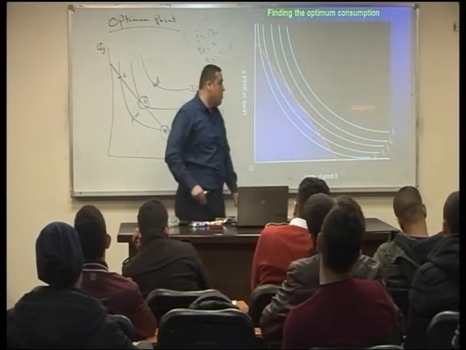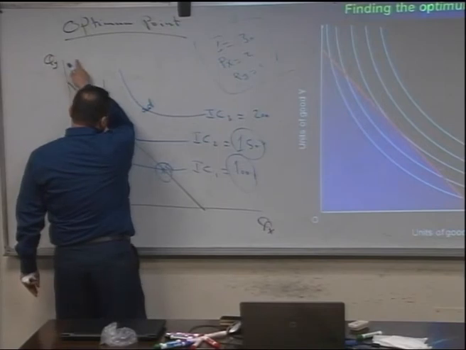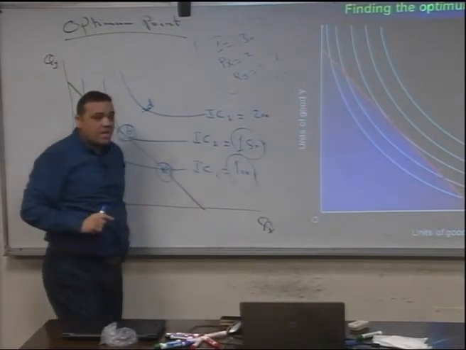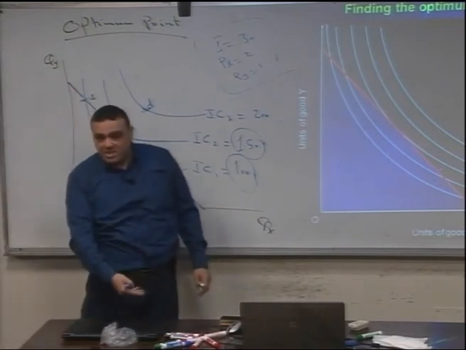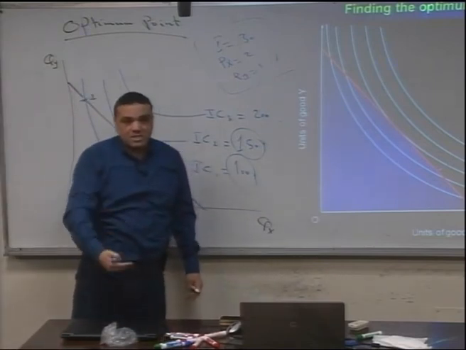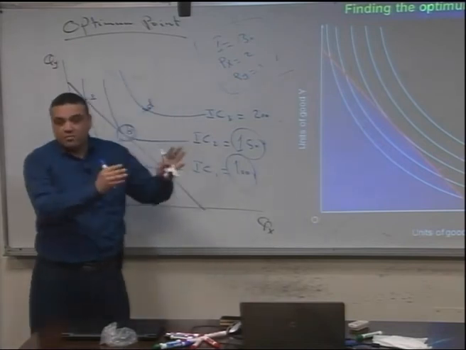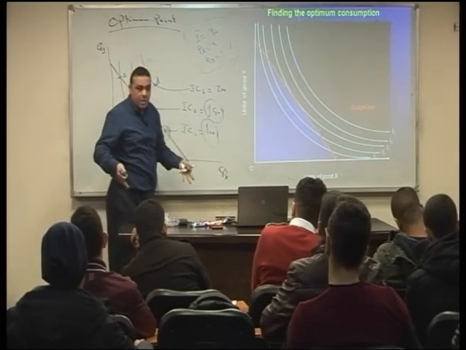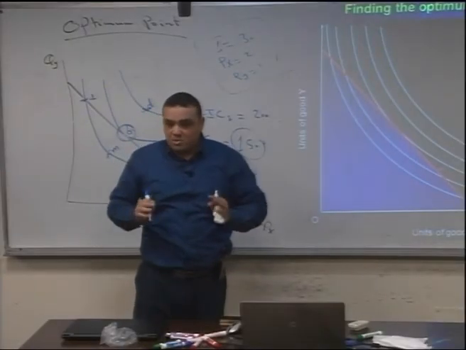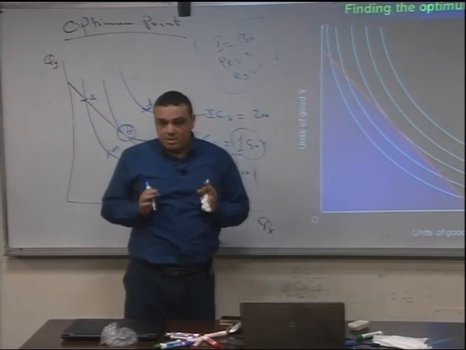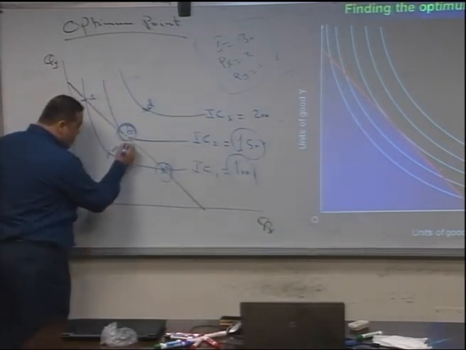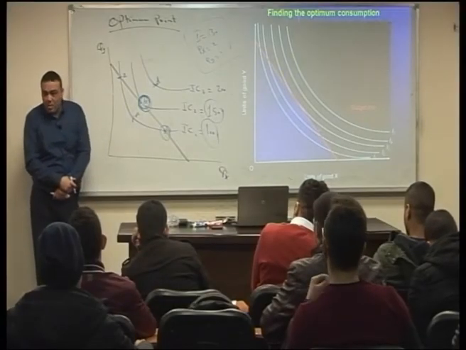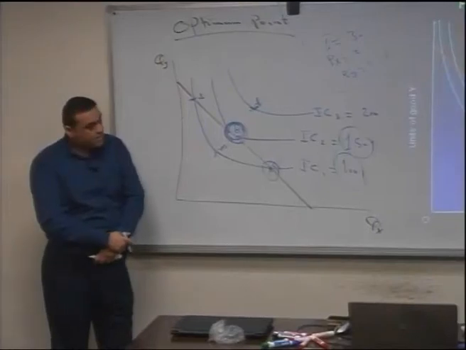How can we move to point D? Either by increasing the consumer income, or by having cheaper prices of X and Y, we can move to this point. But here we can say that point B is the optimum point, and we advise the consumer to buy at this point. So this point is the equilibrium point. We call it the equilibrium point.